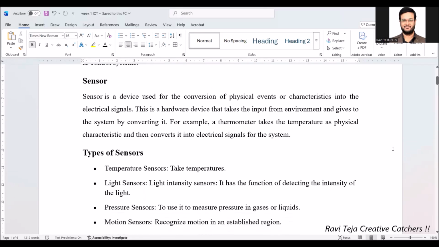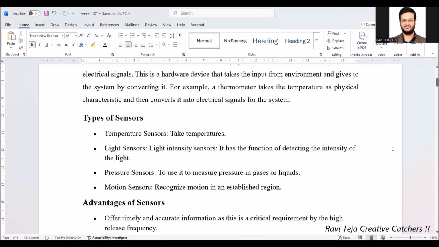Now, coming to some types of sensors, we have the temperature sensor, as I have taken the example of monitoring the temperature. We have light sensors or light intensity sensors. It is for detecting the intensity of light, as we know, like LDRs, light dependent resistor sensors, or street light and day and night detection systems.